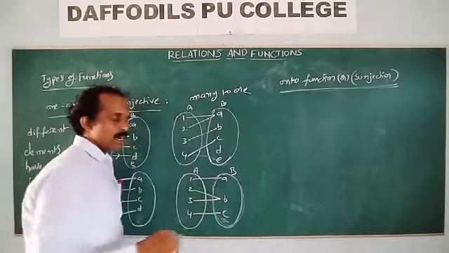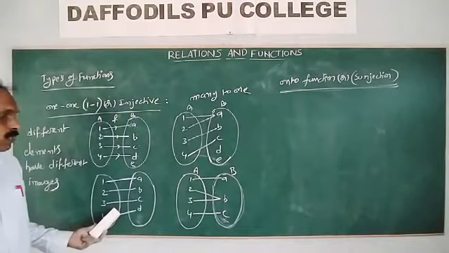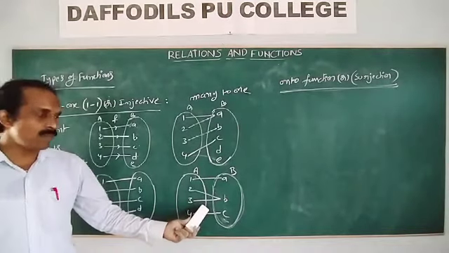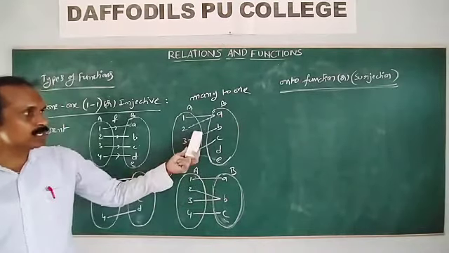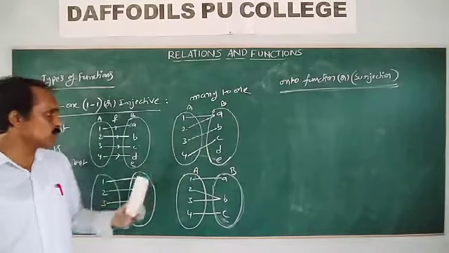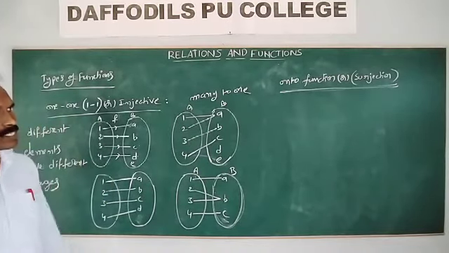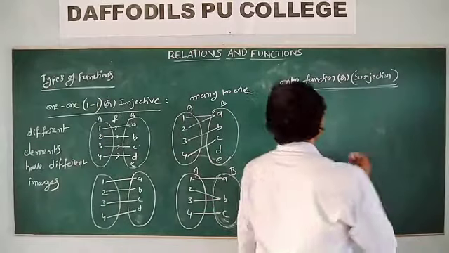Right? It is an onto function. So this is also an onto function and also a one-one function. It is not one-one but onto. It is not one-one, not onto. It is one-one, not onto function. Understand, students? What is an onto function?